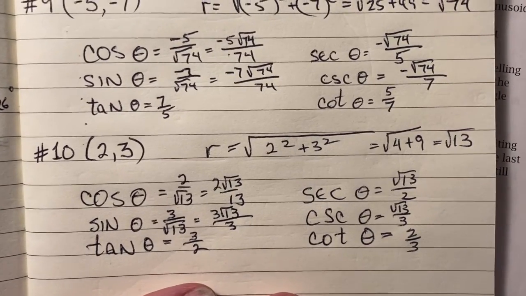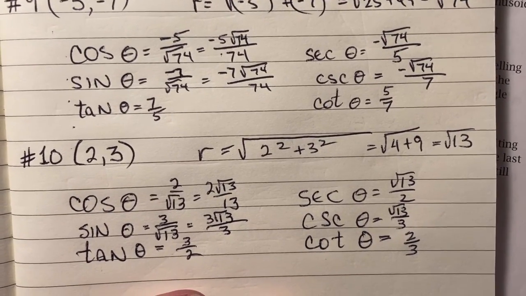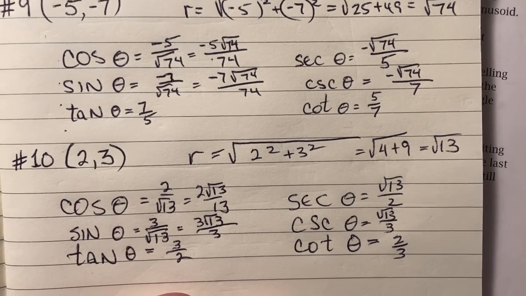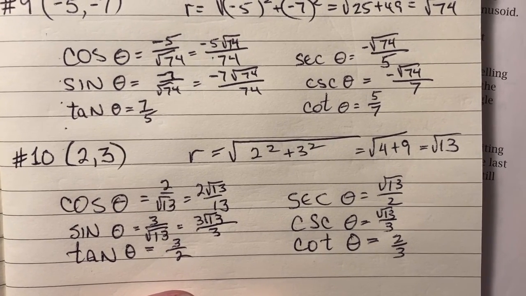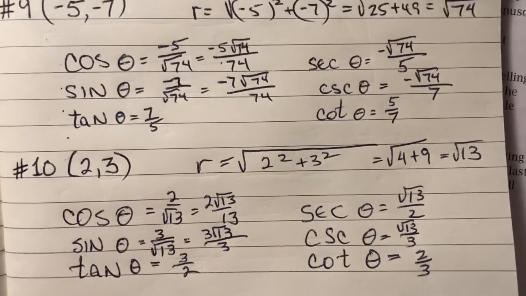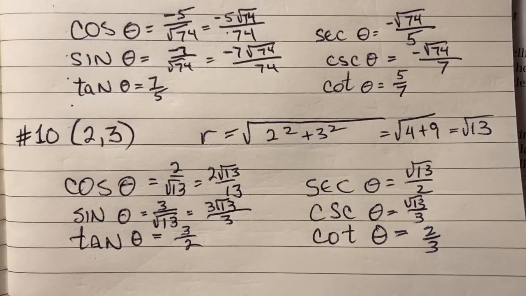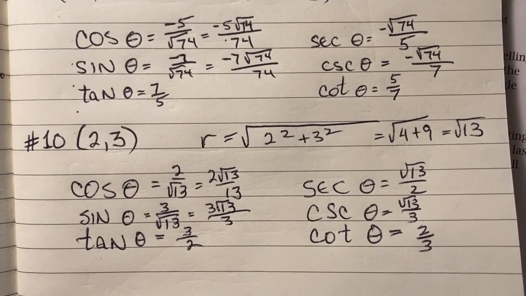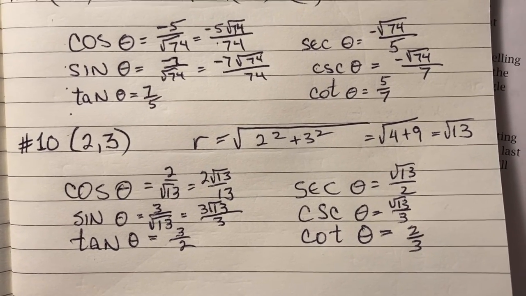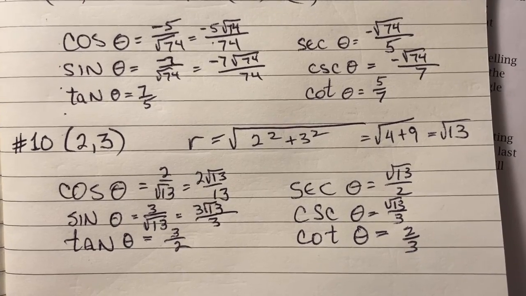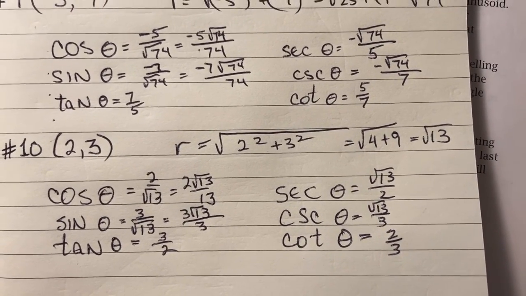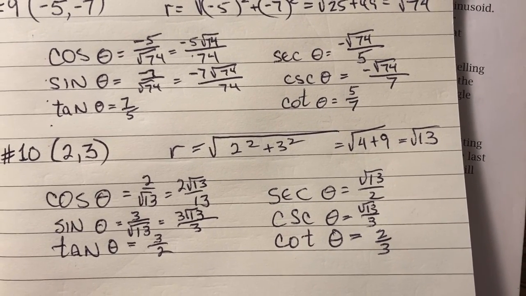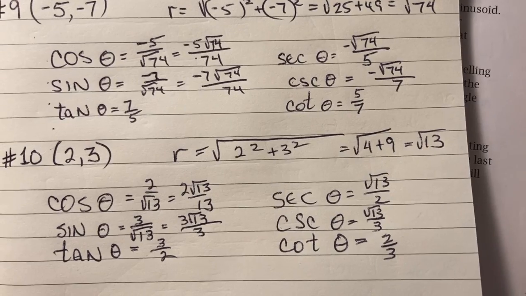And then finally, 2 comma 3, that's also not a Pythagorean triple. The value of r is square root of 13. Cosine of theta is 2 over square root of 13, which again rationalizes to 2 square root of 13 over 13. Sine of theta rationalizes to 3 square root of 13 over 13. Tangent of theta is 3 over 2. The reciprocal functions are secant of theta, square root of 13 over 2, cosecant of theta, square root of 13 over 3, and cotangent of theta, 2 over 3.